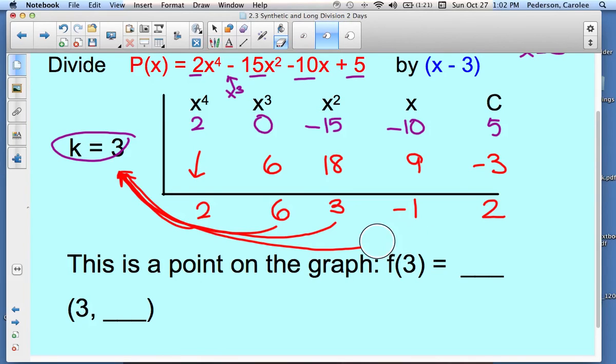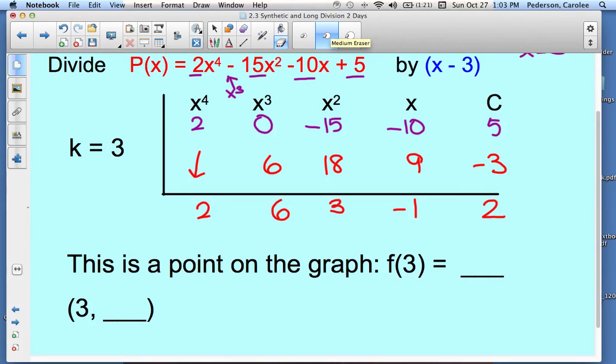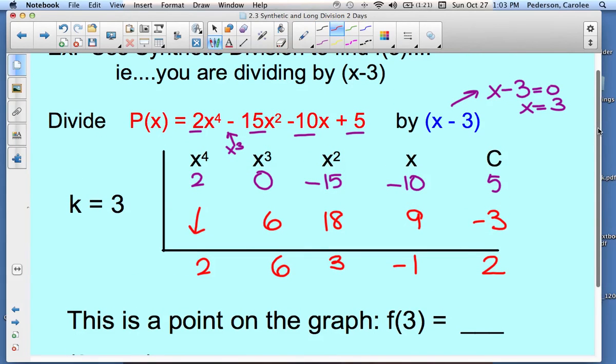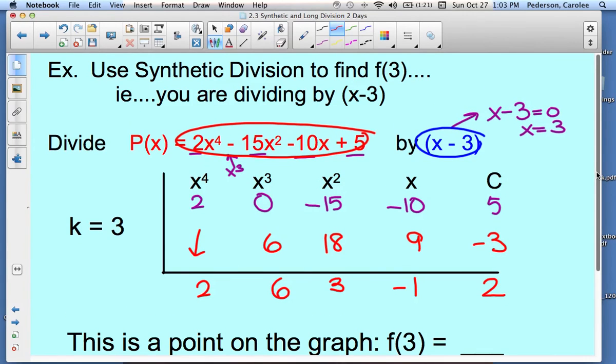This time, we have a remainder. So that means that this blue polynomial is not factorable. It gave us a remainder. So we could not take the blue polynomial and divide it with the red polynomial and get something that factors out nicely. But we do get an ordered pair.